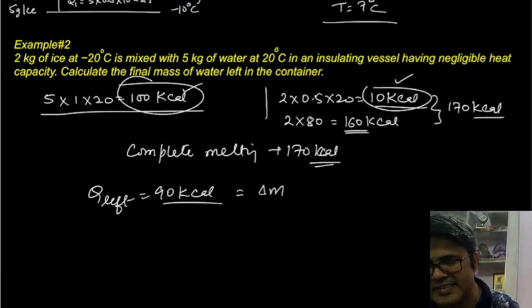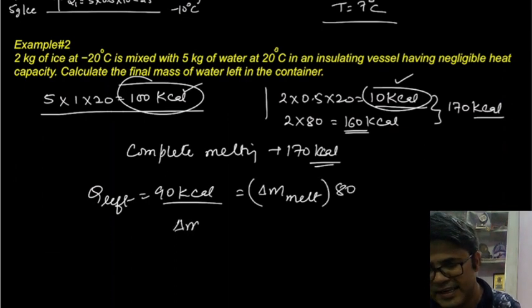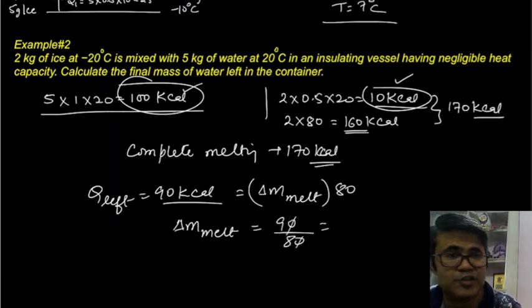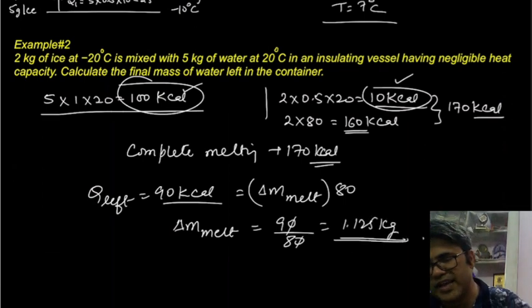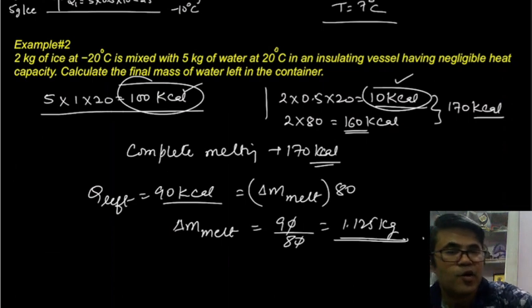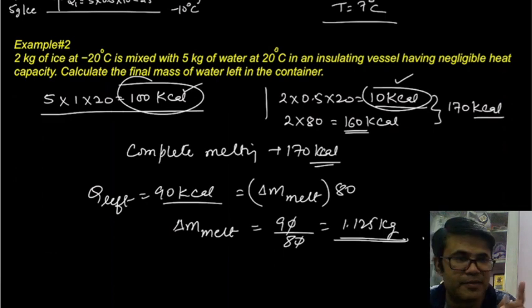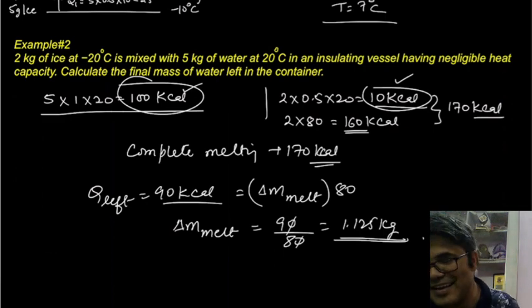How much it will melt? Let me say it is delta M melted, and into that latent heat of fusion, that is 80, sorry. So delta M melted kitna hoga? You can calculate 90 by 80. So basically 9 by 8. So you have it 1 by 8. So it would be 1.125 kg if I am not wrong. So what we have, the delta M melted would be 1.125 kg. That is what we can have. Okay, let me correct my calculation. I have done a blunder. 2 into 0.5 into 20, it is 20 kilocalorie.